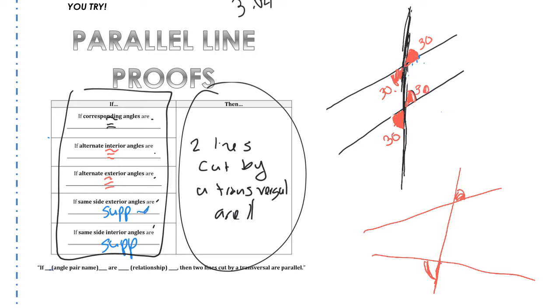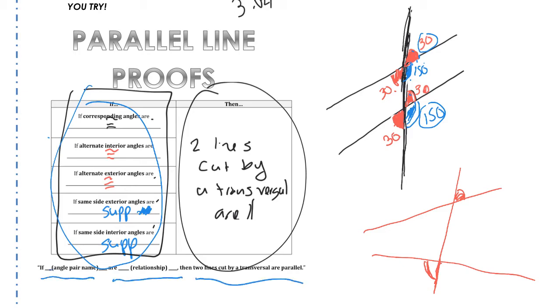If same side exterior angles are supplementary, so that means this angle would be 150. And this angle is 30. Those are supplementary, same side exterior, so our lines are parallel. Same thing with same side interior. So this one would be 150, and those are same side interior. So if any of these relationships are true, so the angle pair name and congruent or supplementary, then we know the two lines are parallel.